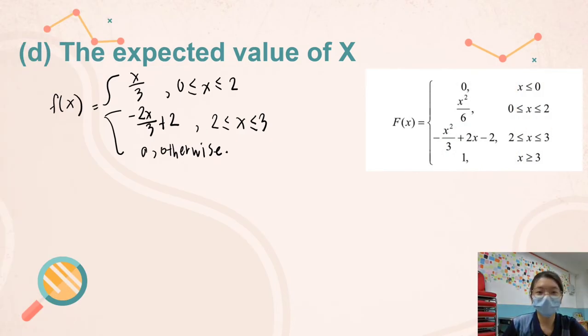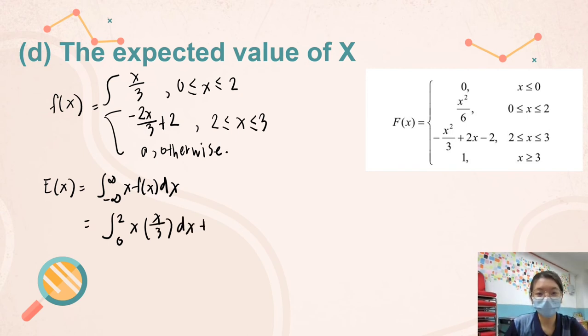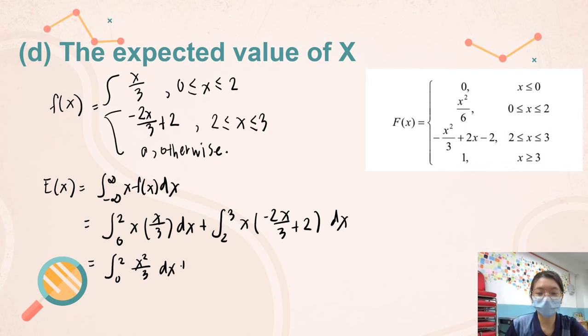Okay, so now we are going to find the expected value of X. It means that we are going to find the mean of the function f(x). This is the formula: E(X) equals the integral from negative infinity to infinity of x times f(x) dx. So let's substitute it. Integrate from 0 to 2 of x over 3 dx plus integrate from 2 to 3 of x times negative 2x over 3 plus 2. And don't forget to put the dx. Next step, we multiply it inside so we will not get it wrong when doing the calculations: negative 2 over 3 x squared plus 2x dx, don't forget it.